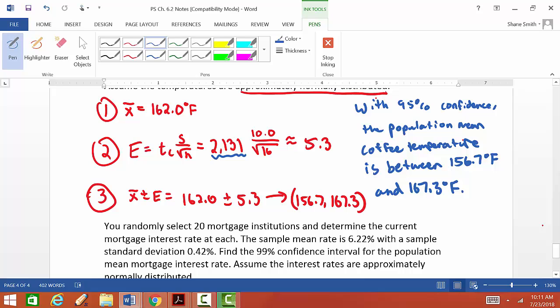Okay, so try to do the same method, but on the next one. And the next one's about mortgage rates and percentages. Some people try to change the percentages to decimals. Don't do that. Just keep them as the percentages.